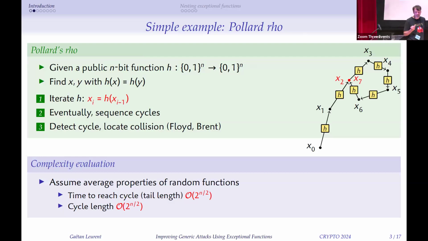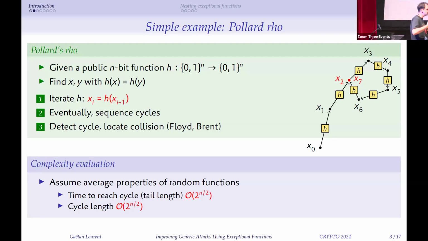To give a simple example of generic attacks, maybe the easiest one is Pollard rho. It's a very simple attack. You are given a public n-bit function, a hash function, and you try to find a collision. You start with some arbitrary initial state and iterate your function h. So you build a sequence, x_i is h of x_{i-1}. At some point, this sequence will cycle because the domain is finite. If you look at the graph, it looks like a rho, and that's why it's called Pollard rho. So that's basically the algorithm.